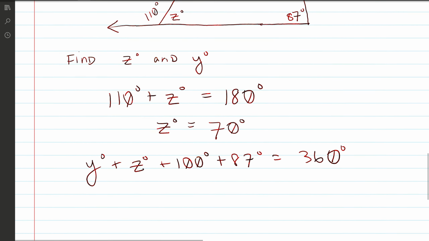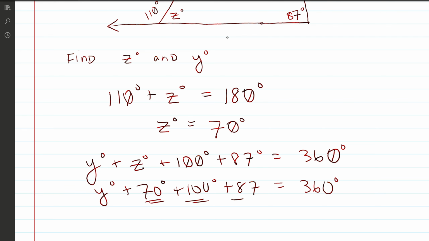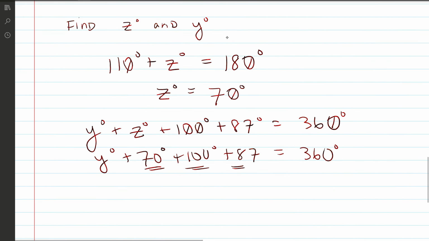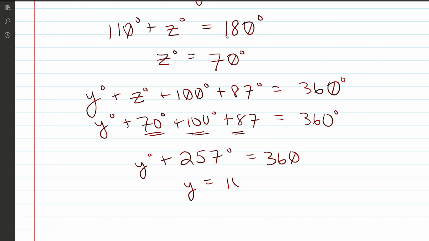So now I'm just going to perform a little bit more algebra, combine everything that I do know. So Y degrees plus that Z is 70 plus 100 plus 87 equals 360. These three are my like terms. I'll just go ahead and take care of those, and I get about 257, right? And that's equal to 360. And going ahead and solving for Y, I get Y is equal to 103 degrees.